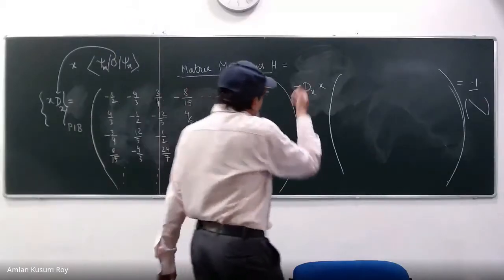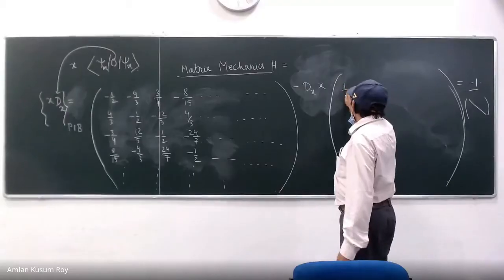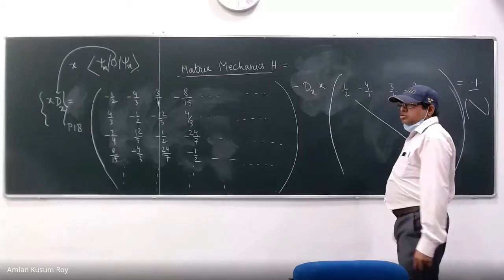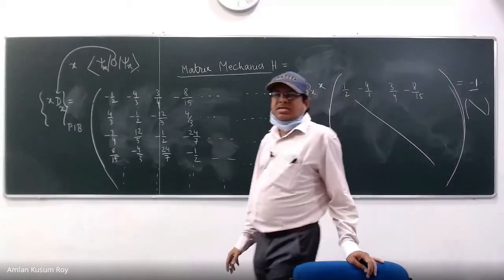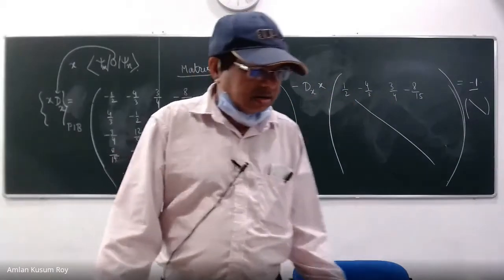So what should be my elements? You just tell me. Like half, and then same thing, -4/3, and then 3/4, -8/15, and then same thing. Except for the diagonals, everything is the same. All the diagonals are half. So just change the sign, right? Okay.